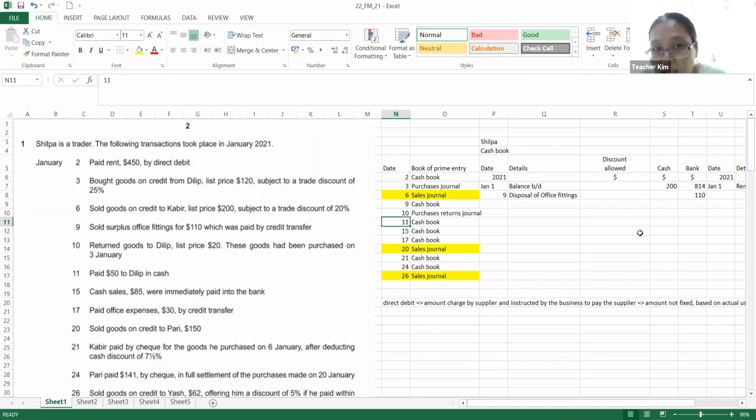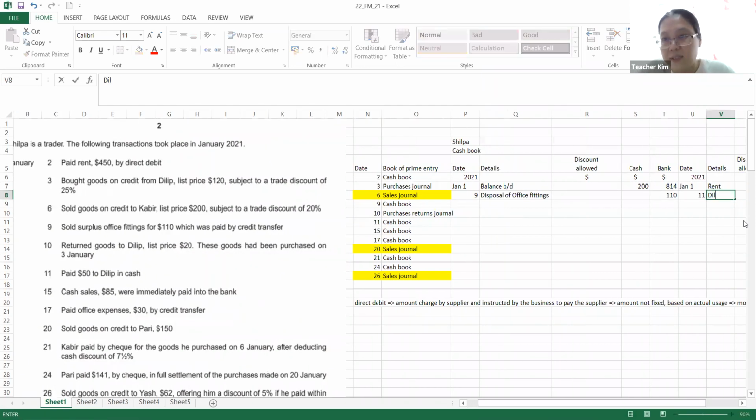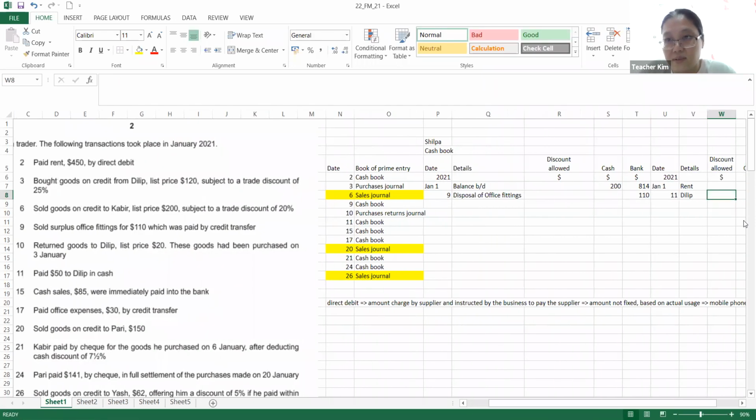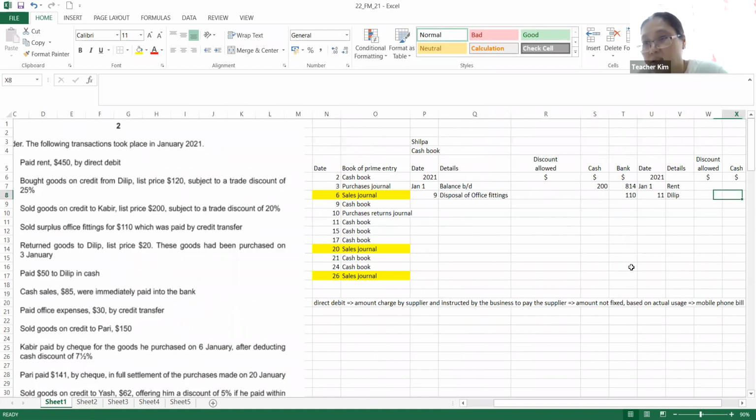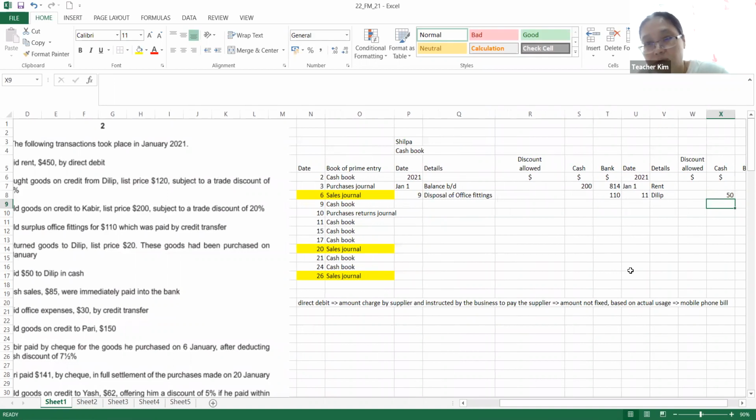Okay, the next transaction on 11, pay 50 to Delete in cash. When they say pay Delete without saying anything, this could refer to the drawing amount. No, Delete is a supplier. So we have to put into the supplier account. This one is on 11. So pay Delete is a supplier. So pay 50 in cash. So go to the cash column, 50.